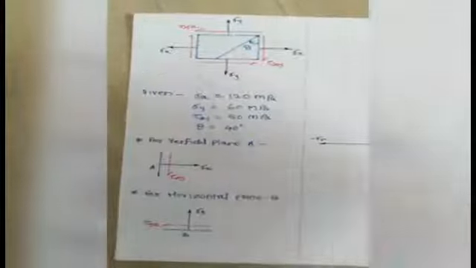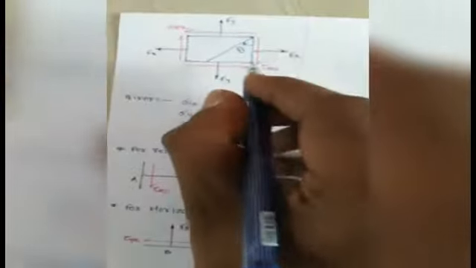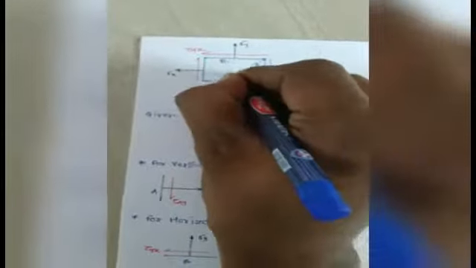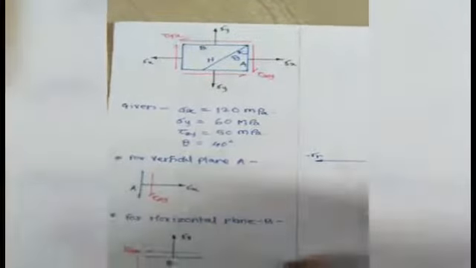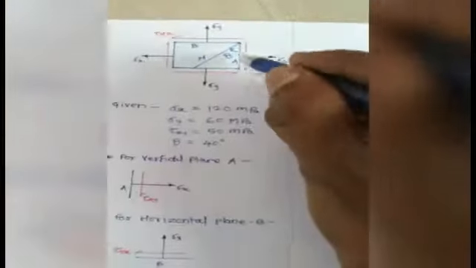First of all, we will consider this vertical plane as A plane, this horizontal plane as B plane, and this inclined plane as H plane. We will consider these three planes. Now in the Mohr circle method we have to plot this vertical plane and this horizontal plane.